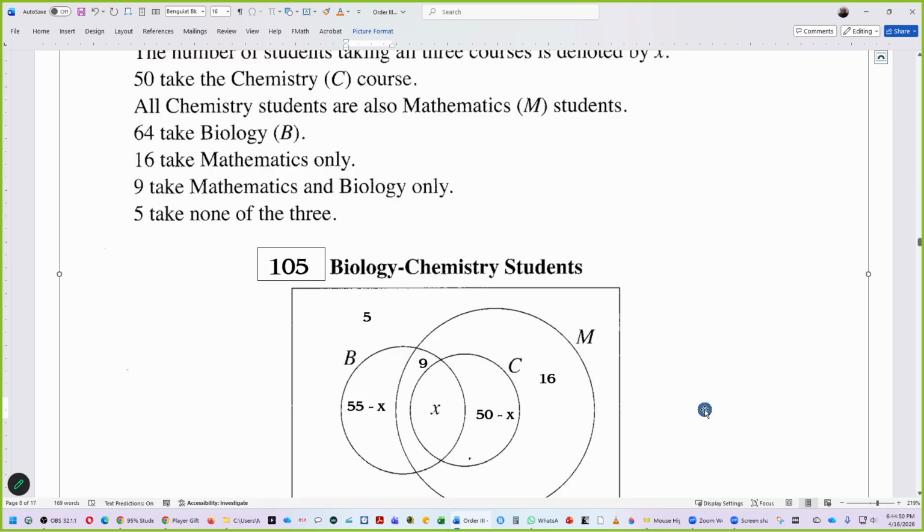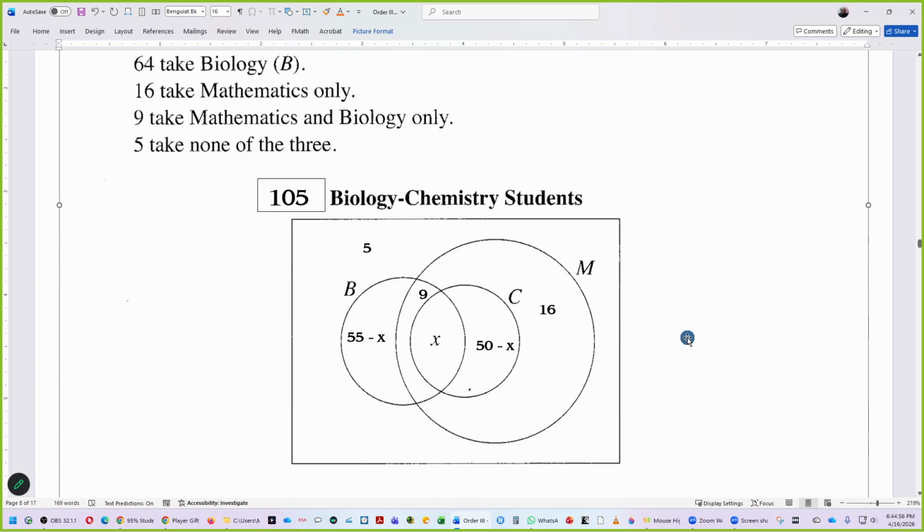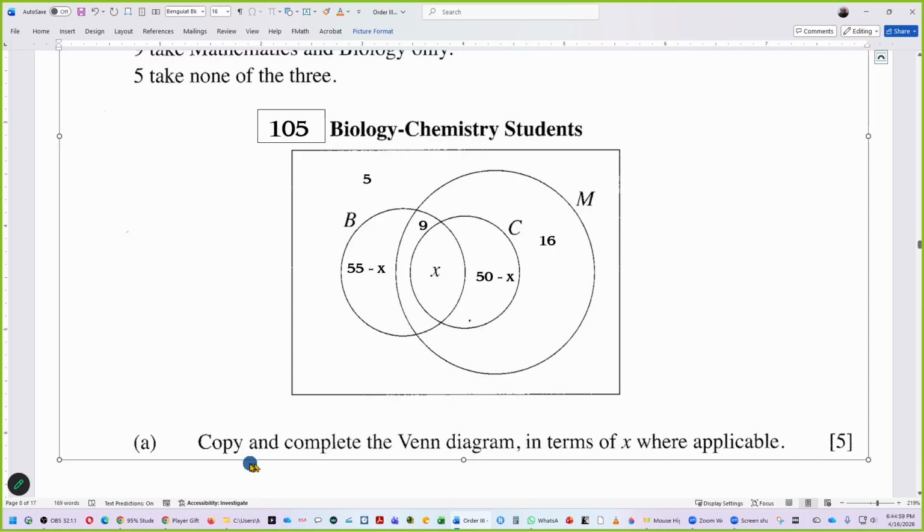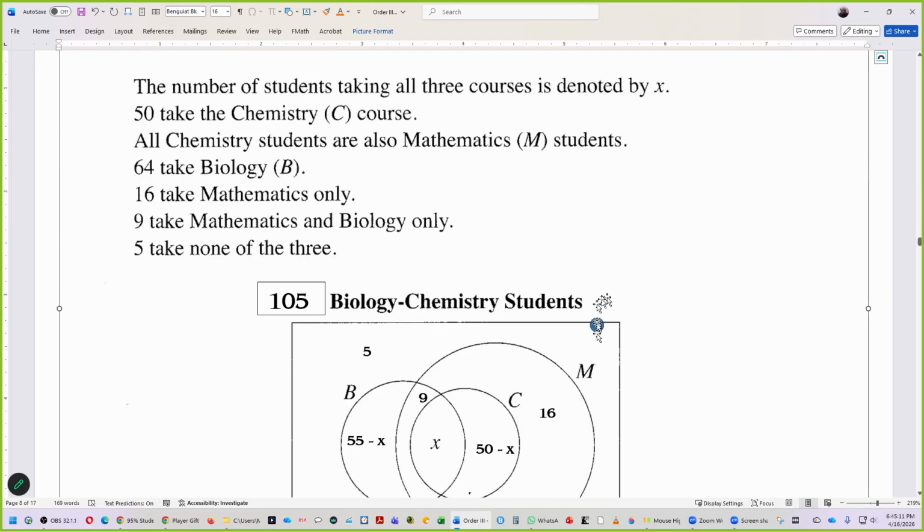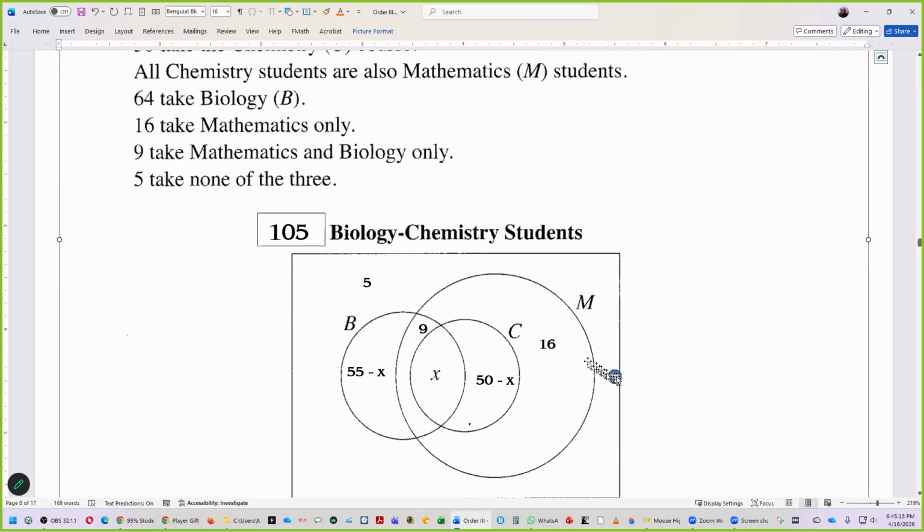So notice now we have something in each section. Okay? So we have something in each section. And it says copy and complete the Venn diagrams in terms of x where applicable. And so we were already doing part A, and based on the information that was given to us, this is how the Venn diagram is going to look.